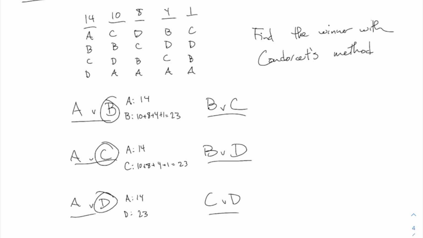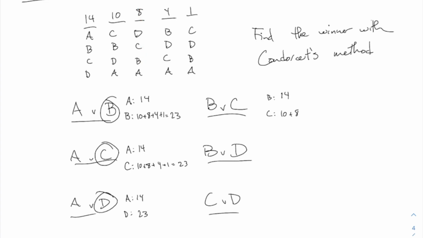B versus C. I'm going to have to look a little bit more carefully this time. How many columns have B above C? That would be this 14, which likes the B. The next column, they put C on top, right? This column here has C above, so those 10 votes go to C. The next column has C above B, so these 8 votes go to C.